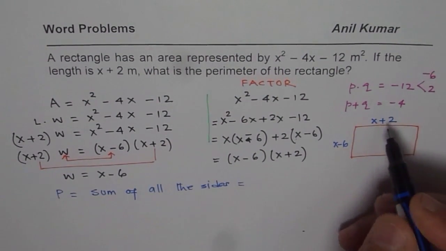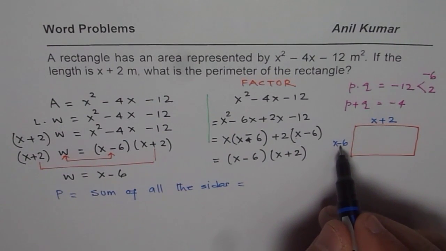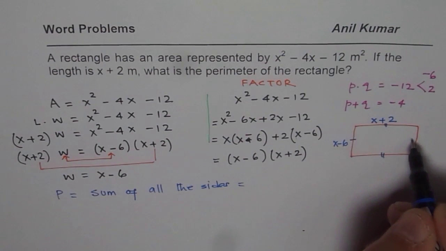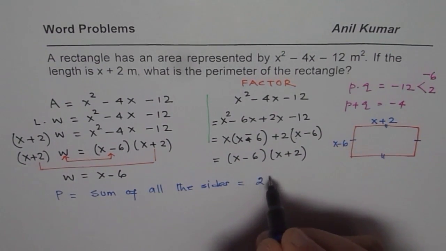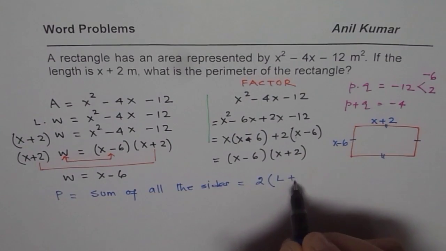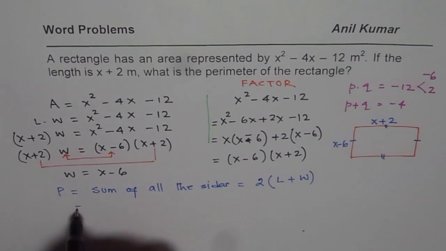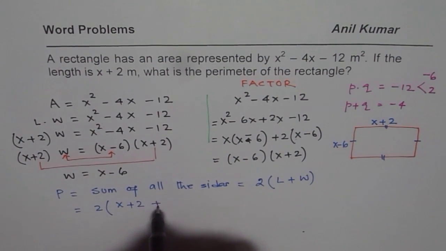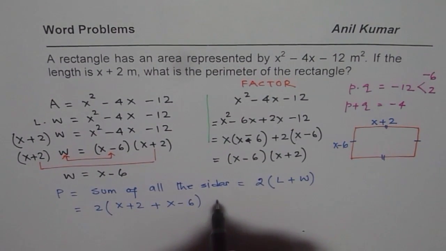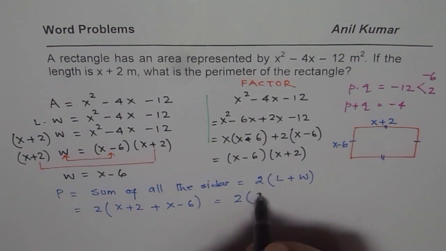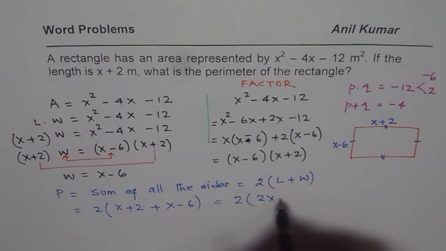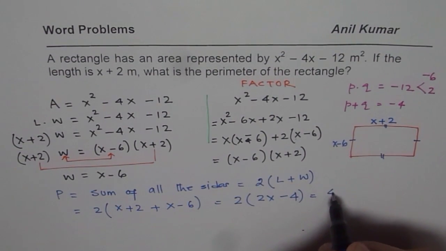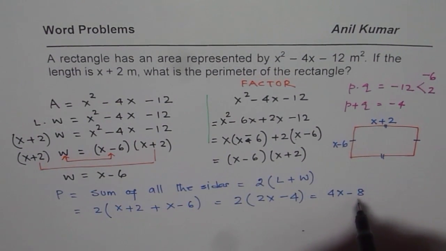Now that should be x plus x minus 6, 2 times, because there are two lengths which are equal and the widths are equal. So we can write this as 2 times length plus width. So which is equal to 2 times length is x plus 2, and we can add x minus 6 to it. Write it as x plus x is 2x and 2 minus 6 is minus 4. So you could open this and then write this as 4x minus 8.